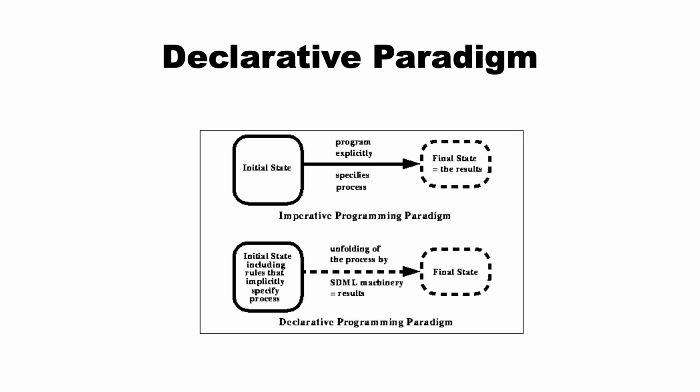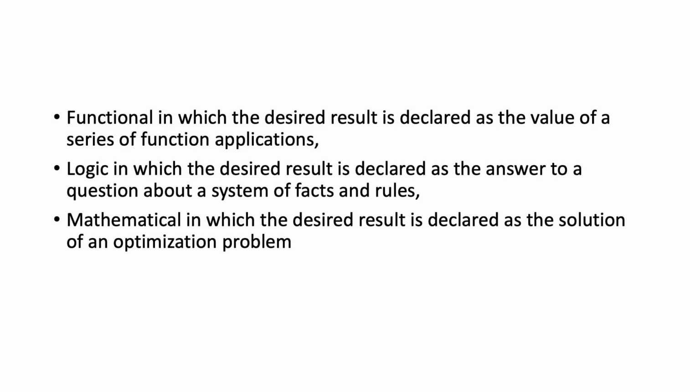Under the paradigm known as the declarative paradigm, the programmer merely declares properties of the desired result, but not how to compute it. Examples of the declarative paradigm are functional, logic and mathematical. Functional, in which the desired result is declared as the value of a series of function applications. Logic, in which the desired result is declared as the answer to a question about a system of facts and rules. Mathematical, in which the desired result is declared as a solution of an optimization problem. Henceforward, we will keep aside the declarative paradigm and concentrate on the imperative and its subtypes.